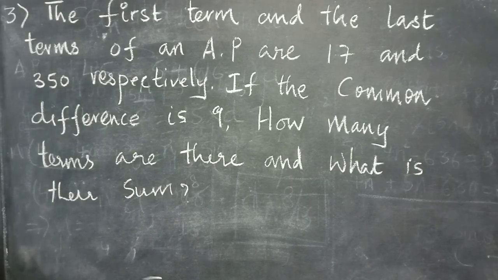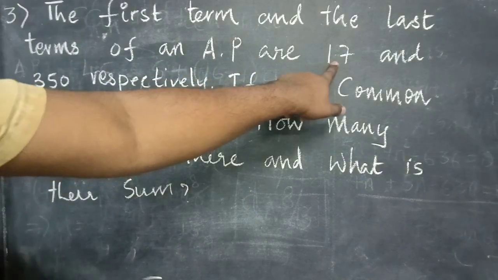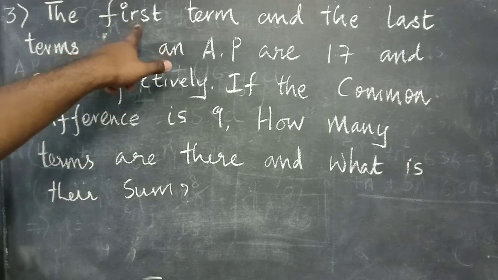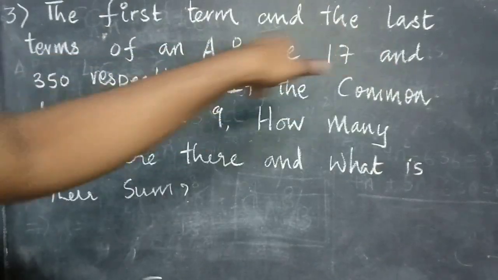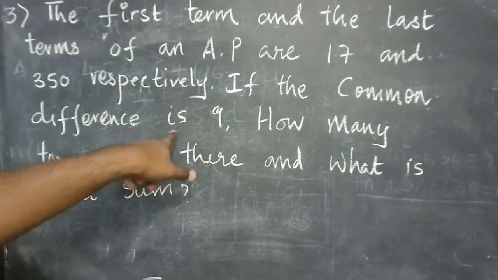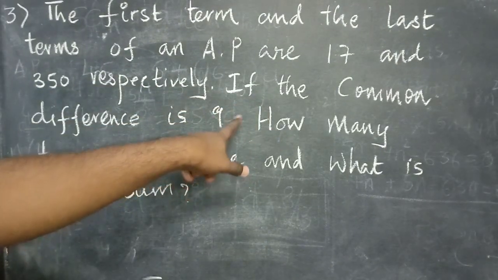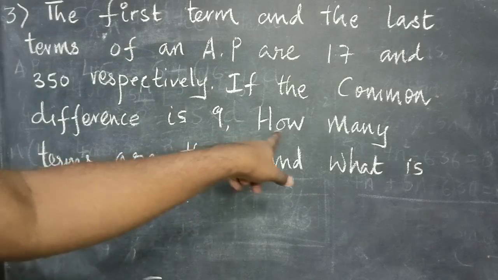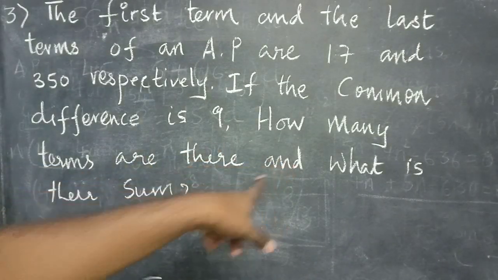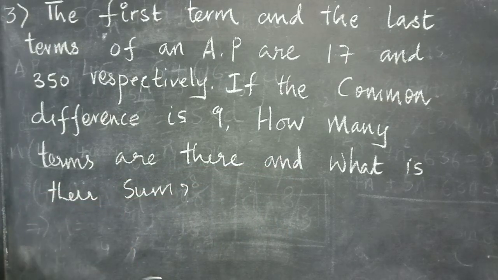Moving to next question, the first term and the last term of an AP are 17 and 350 respectively. What is the first term? The first term is 17 and the last term, that is an, is 350, and the common difference is 9. D equals 9. Then how many terms are there? That means we should find out the value of n. Then what is their sum? That is, we should find out the Sn, that is the sum of the terms.